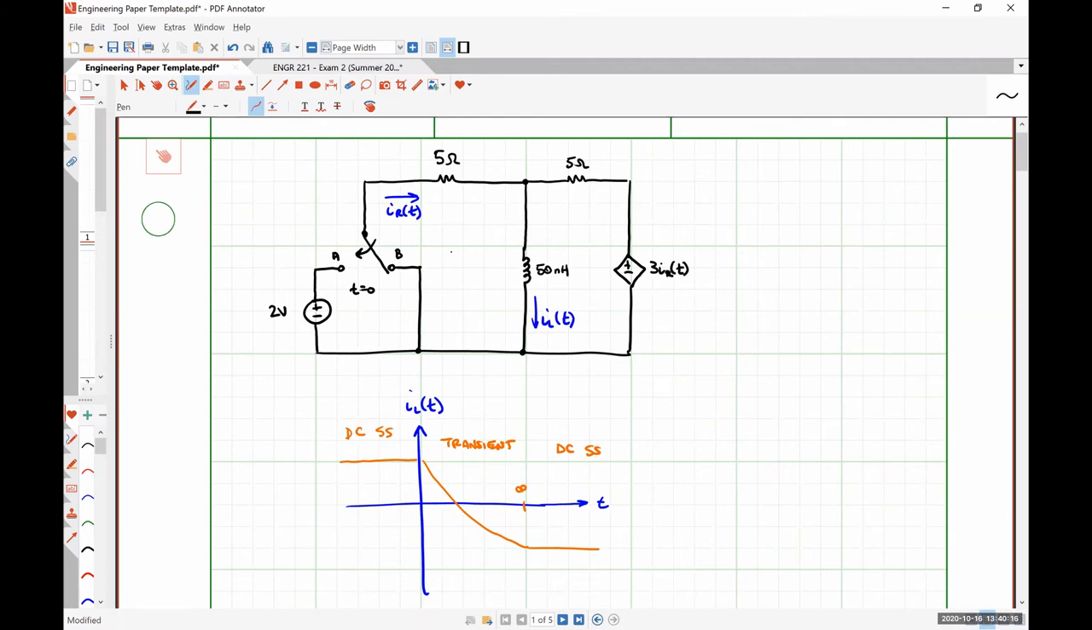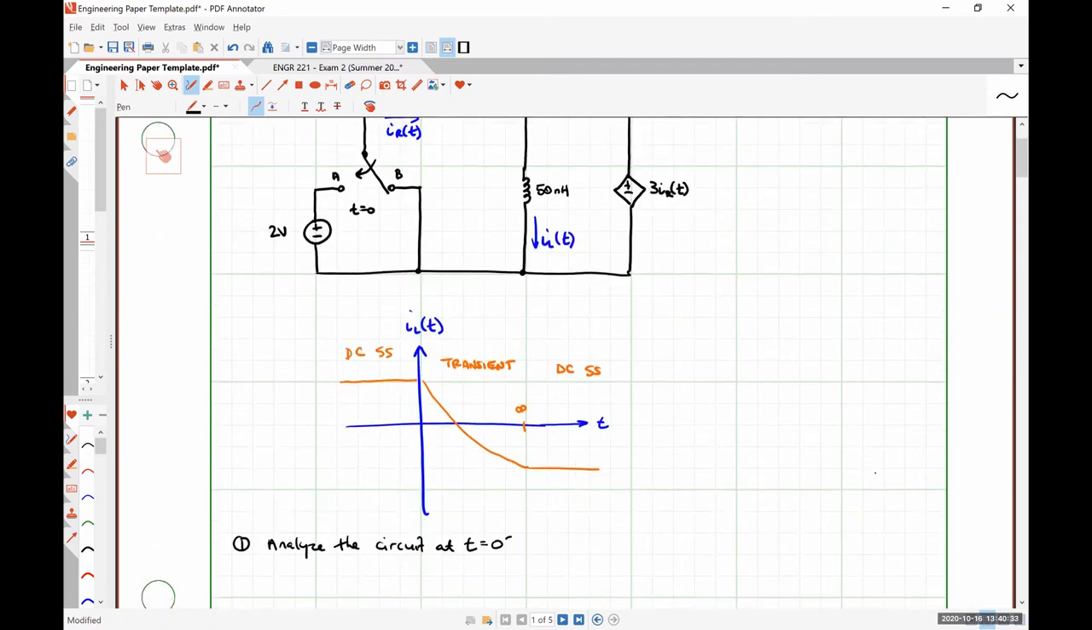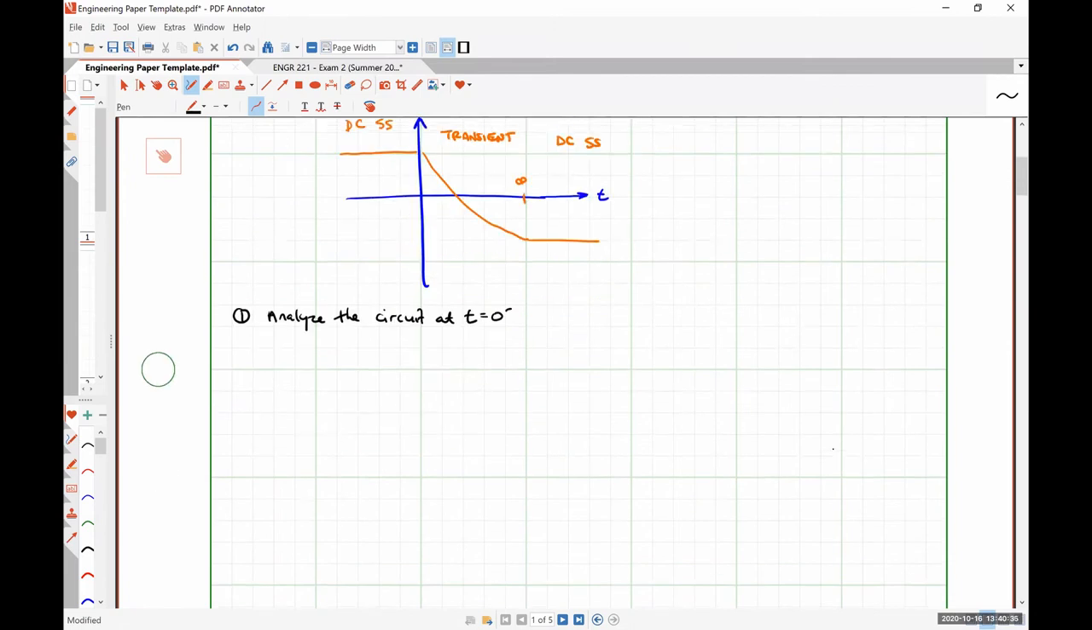So that 2-volt source is not yet switched into the circuit. That's going to happen at t equals 0 plus. Because we are at DC steady state, we're going to have to replace our inductor with what? A short circuit, absolutely right. So at t equals 0 minus, our circuit looks like this. We have a short circuit.